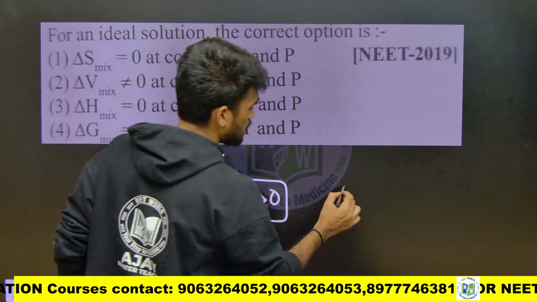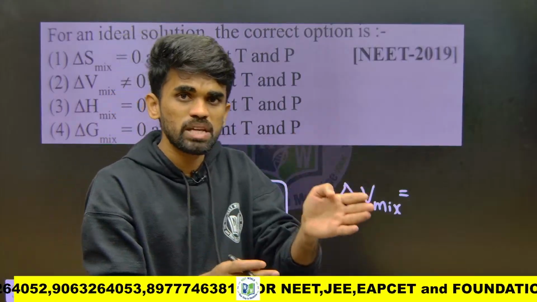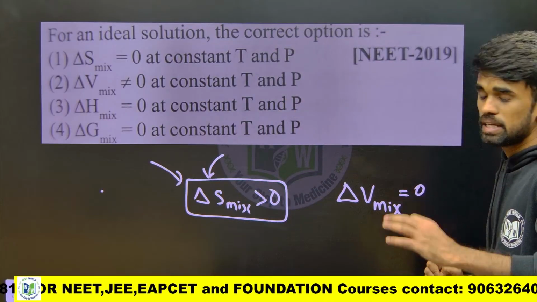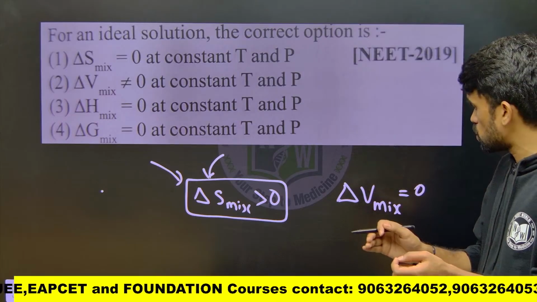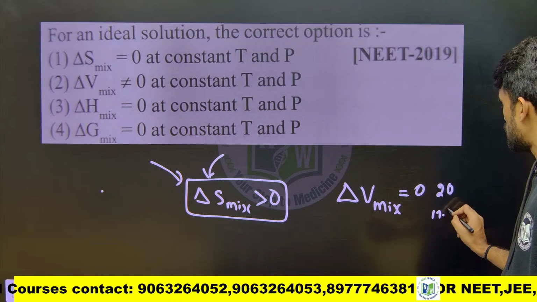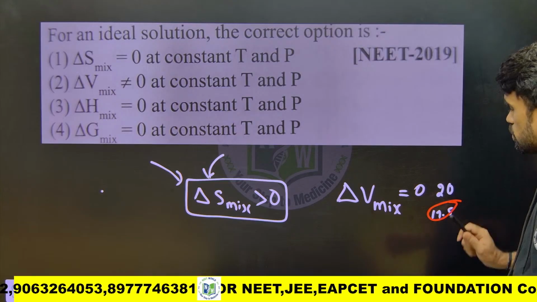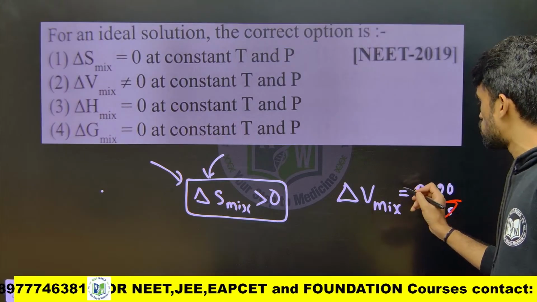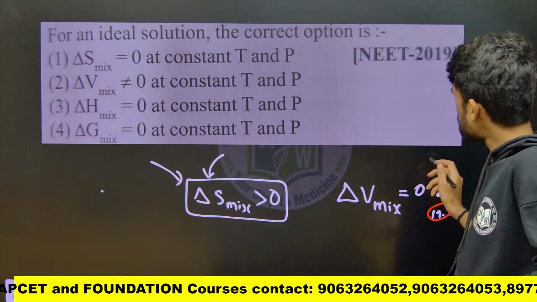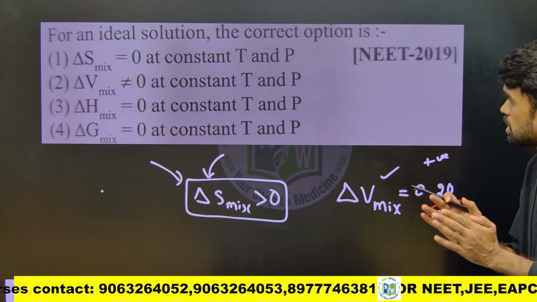Now delta V mix. If there is no deviation, the intermolecular forces of attraction and repulsion will be almost the same before and after mixing of those components, right? Therefore, delta V mix will be 0. There is no change in volume. If there is negative deviation, and two solutions of 10 ml are mixed, the resultant should be 20 ml. If it is lesser than 20, for example around 19.9 or 19.5, then it is negative deviation. If delta V mix is greater than 0, meaning more than 20 ml if I consider 10 ml each, then you should say it is positive deviation. I hope the concept is clear. For an ideal solution, delta V mix should be 0.